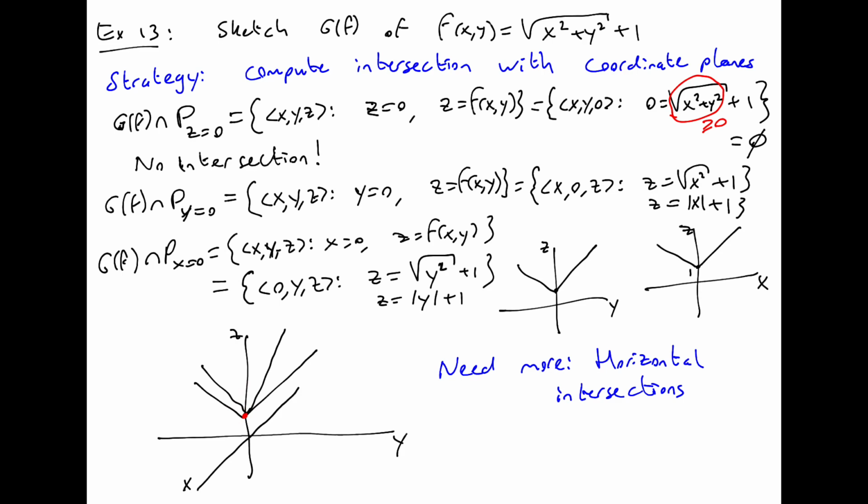And then for other k, say for k equals 2, we get a circle with radius 1. So that will be a circle like this. And then we have more circles over there. So at every level above 1 we get circles. And we now have a good idea of what it looks like. It is precisely a circular cone. So for more details, see the course notes.